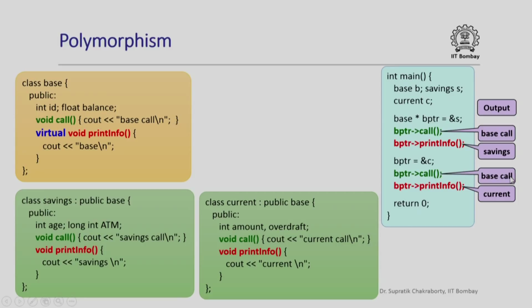So it is going to print base call here, but in the very next statement when I use the same BPTR to say BPTR arrow print info in the base class, because print info is declared virtual, I have to figure out at this point what is BPTR really pointing to. It is pointing to an object of the class current, and I have to use the print info function from the class current, and so current is going to be printed out over here.